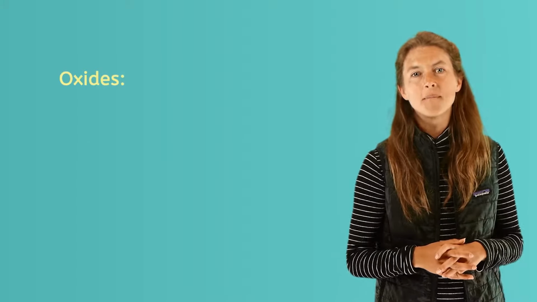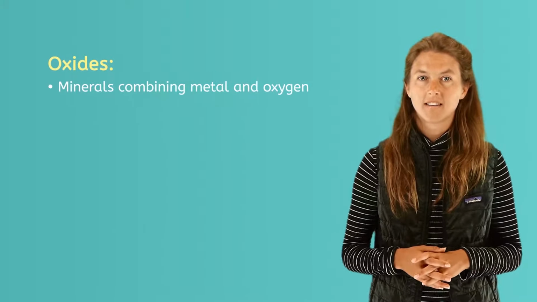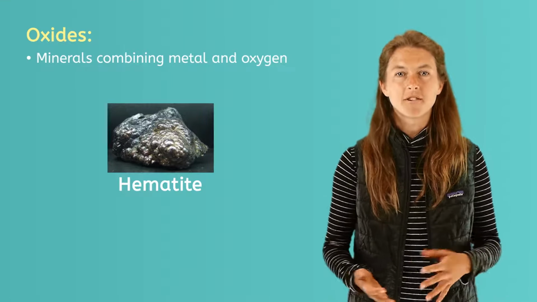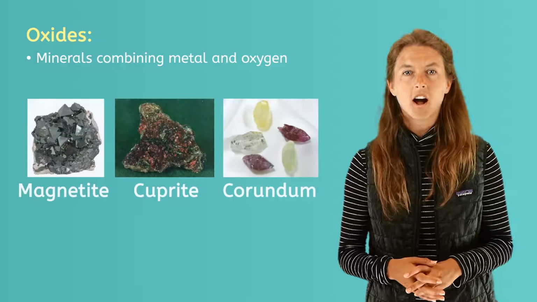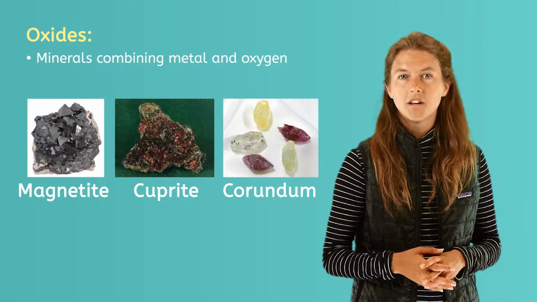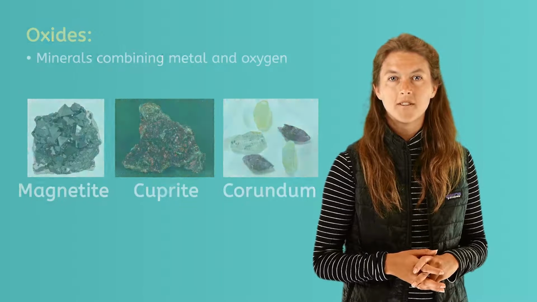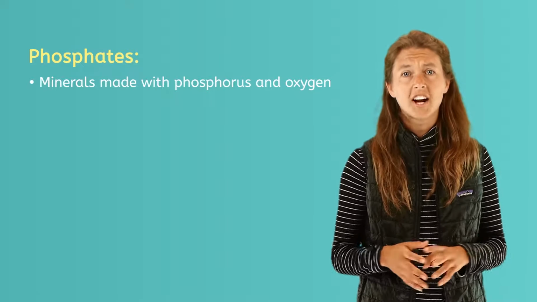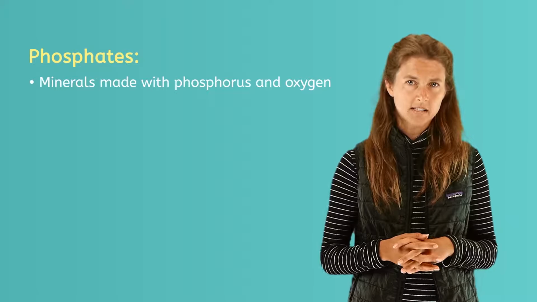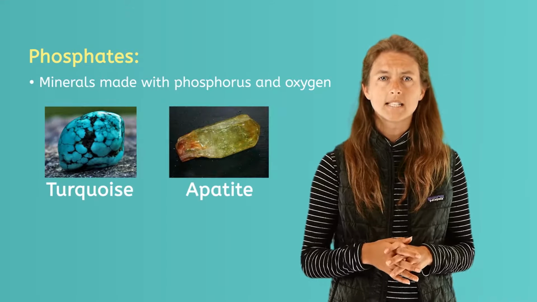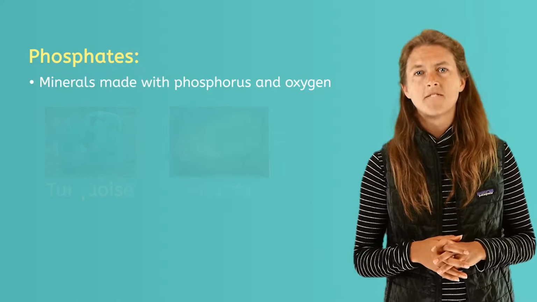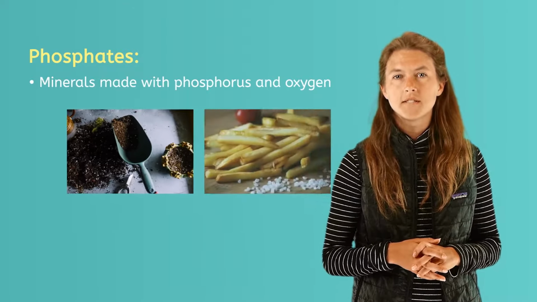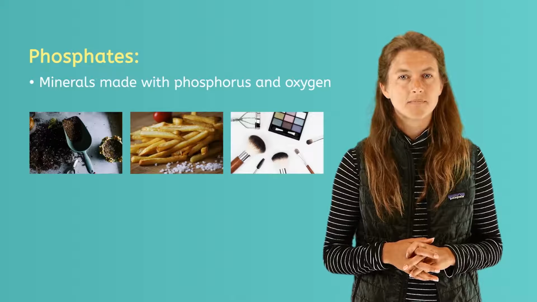Oxides are minerals combining metal and oxygen. Hematite is often used in making jewelry and is also really great for meditation. Other oxides are magnetite, cuprite, and corundum. Phosphates are minerals made with phosphorus and oxygen. There are actually over 200 phosphates, but the most common ones are turquoise and apatite. Phosphate minerals are often used for fertilizer, but also preservatives in food and cosmetics.